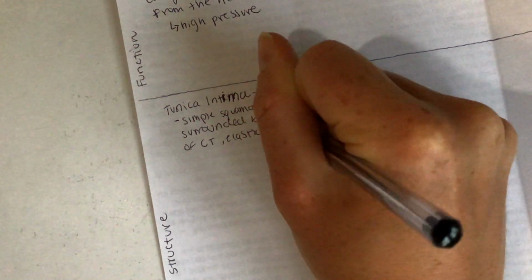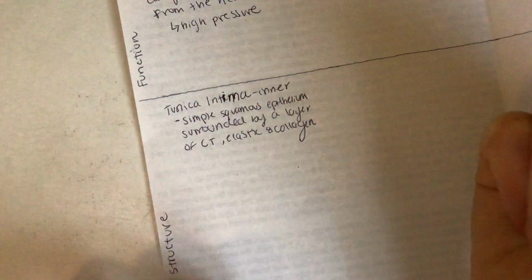elastic and collagen. And by layer, it's like a really thin membrane, just kind of holding it all together. Elasticity is very important when we have blood coming from the heart, because as those ventricles pump or as they relax and contract, we're going to have different amounts of blood pressure coming through, so the arteries need to be able to adjust so that they don't pop or anything like that. Collagen keeps them nice and strong with this high blood pressure coming through them as well.